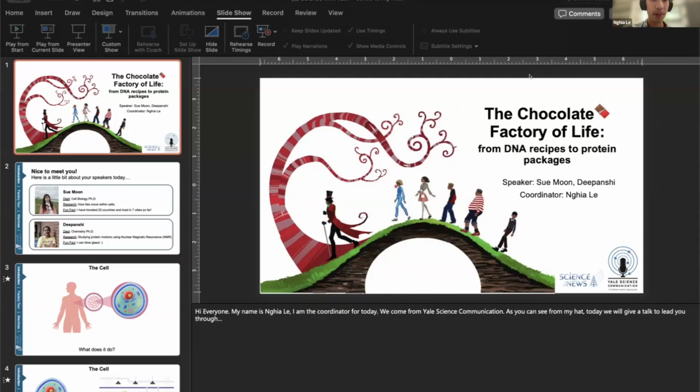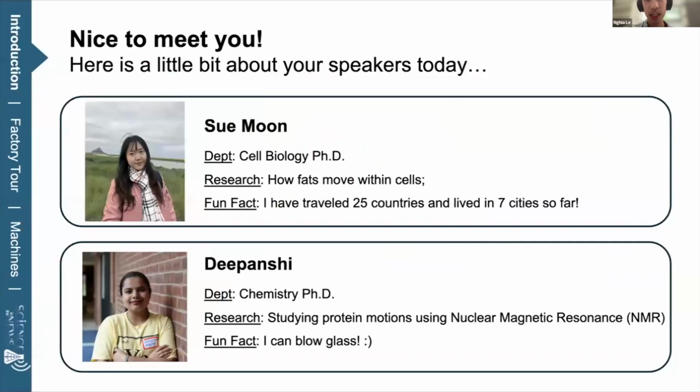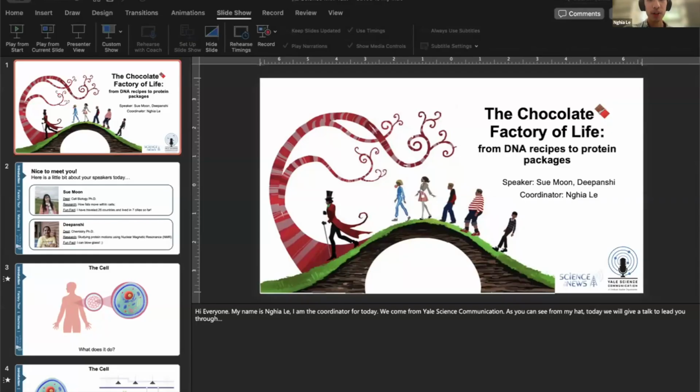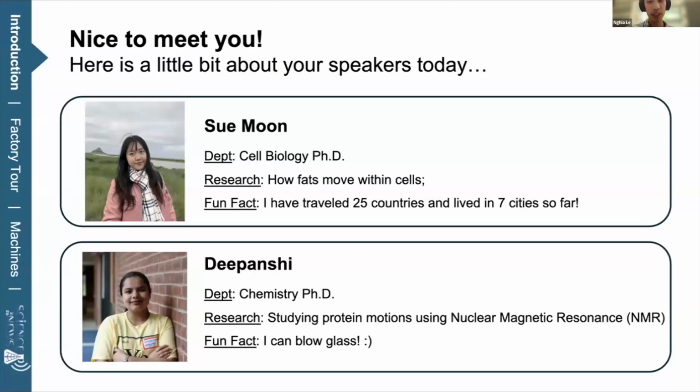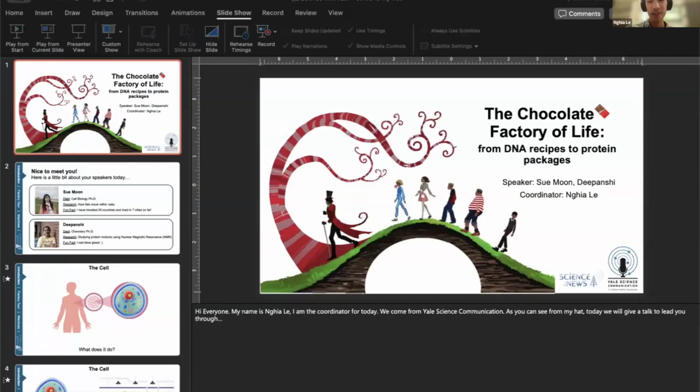So the first speaker we have is Sue Moon. She's a first-year PhD student from the cell biology department, and her research is on how fats move within cell. A fun fact of hers is that she has traveled 25 countries and lived in 7 cities so far. And the second speaker is Deepanshi. She's a fourth-year PhD student in the chemistry department, and her research is on studying protein motions using nuclear magnetic resonance, which is a big magnet that she will talk about later on. And a fun fact of hers is that she can blow glass.